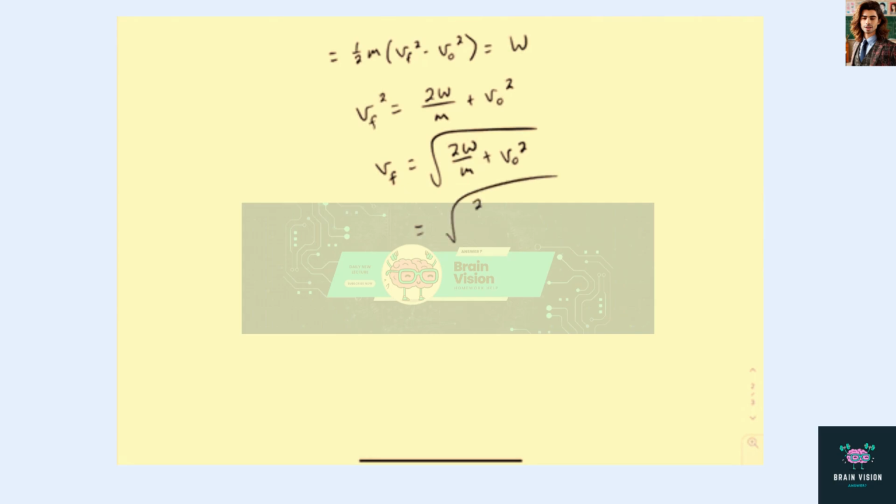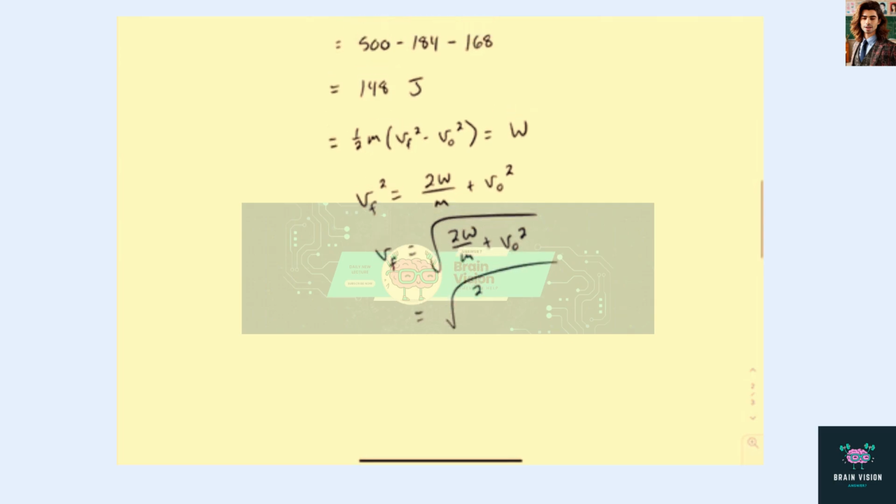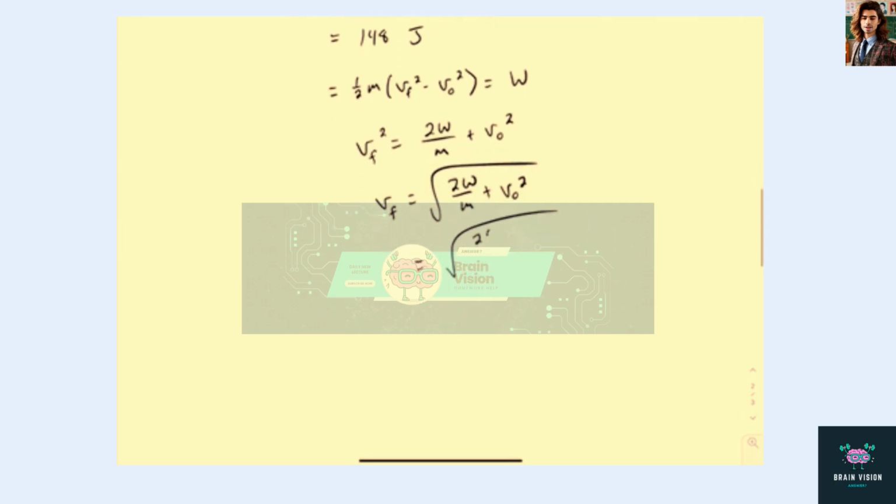So we have the total work, which we found in the last part, is also the change in kinetic energy, 148, divided by the mass of 10 kilograms, and add in 1.5 squared. And this comes out to 5.64 meters per second.